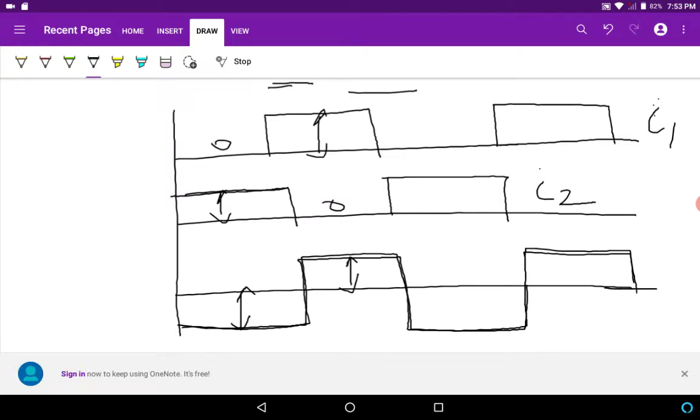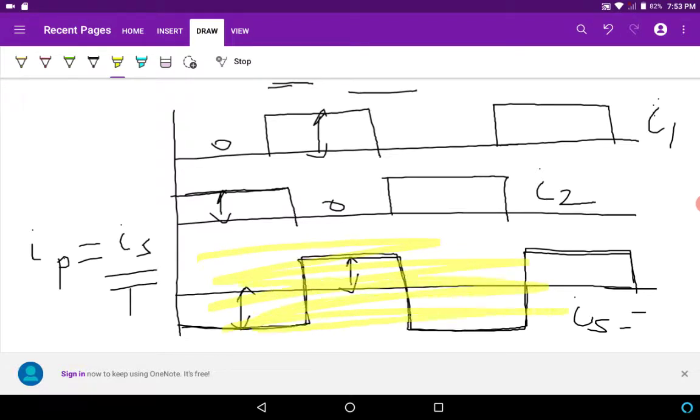And if you take this as your transformer secondary current IS, and transfer it to the primary side, then I primary will be IS upon T, where IS is the secondary current and T is the transformation ratio. So essentially your current in the transformer winding will be a square wave waveform like this.